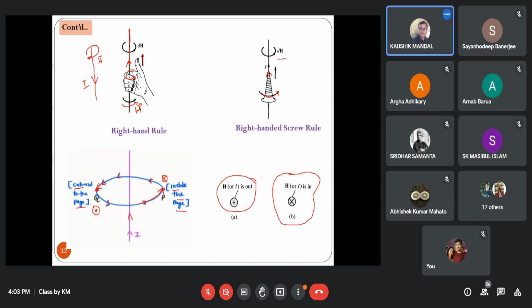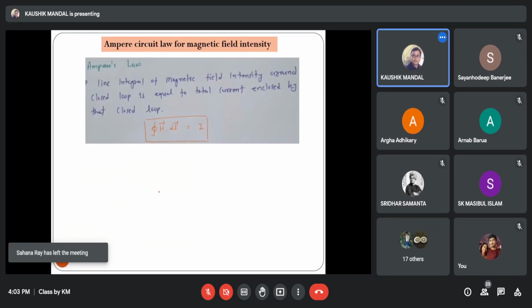Okay. So from the basics of Biot-Savart's law, we have discussed what should be the direction of magnetic field intensity and how we can represent them with the corresponding symbol. Next, we are moving to Ampere's circuit law for the magnetic field intensity.